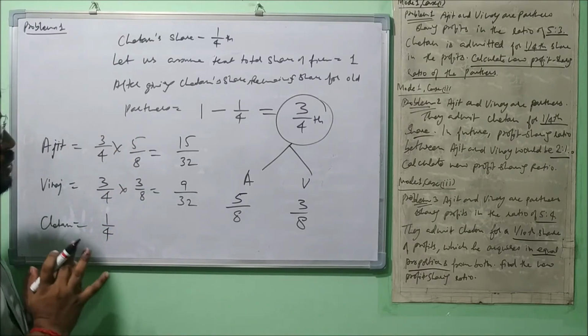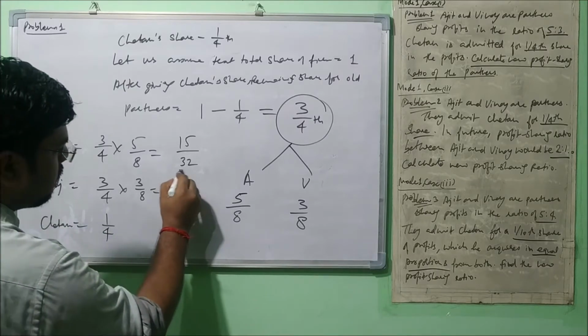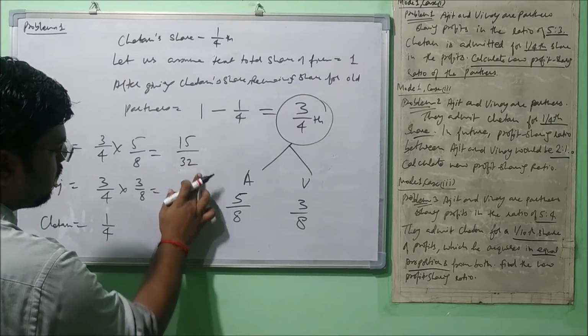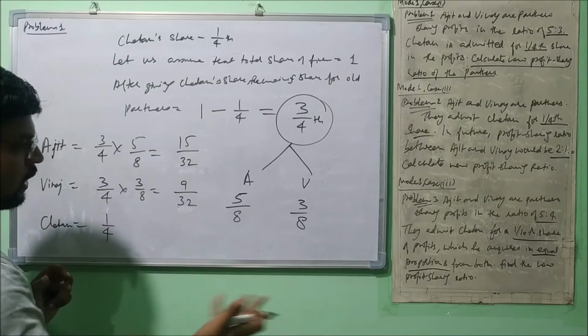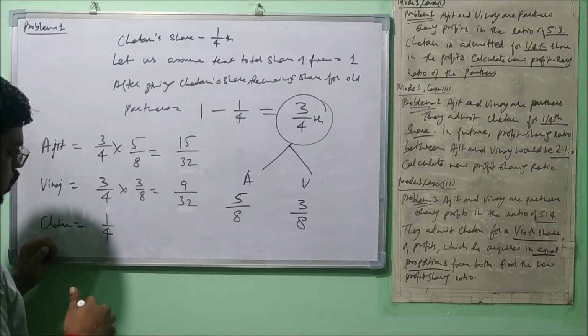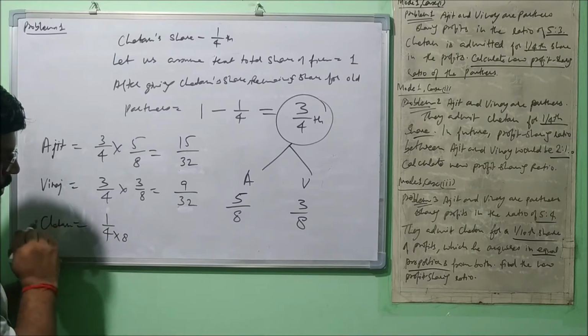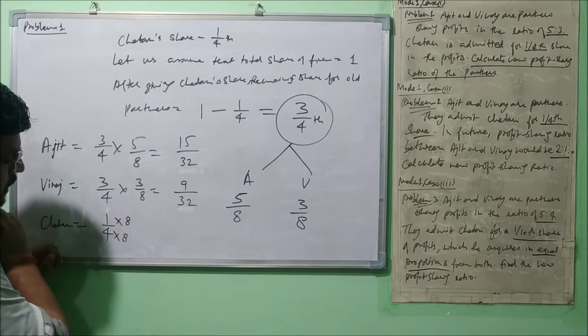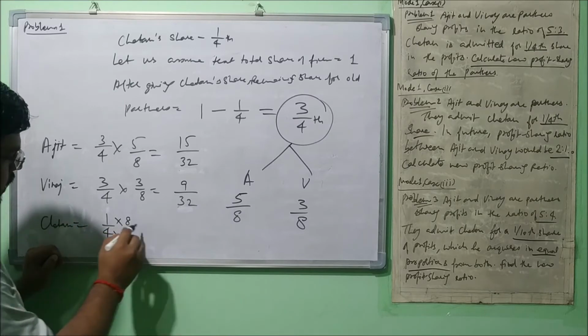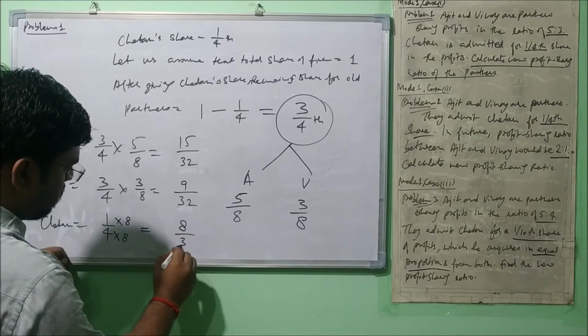Now we'll have to equalize, right? We have to see the equal basis, only then can we frame the common ratio. Now if we multiply with 8, then what do we get? 32. So we'll have to multiply it on both sides. Then we get 8/32.